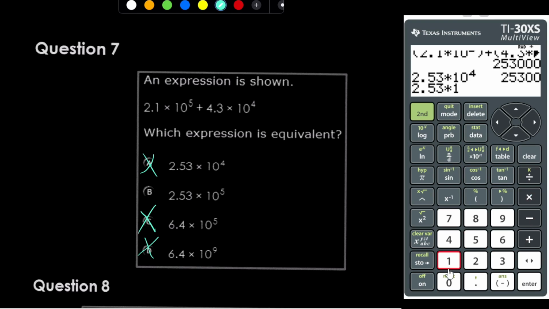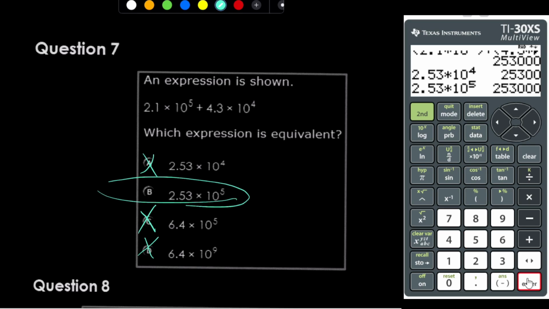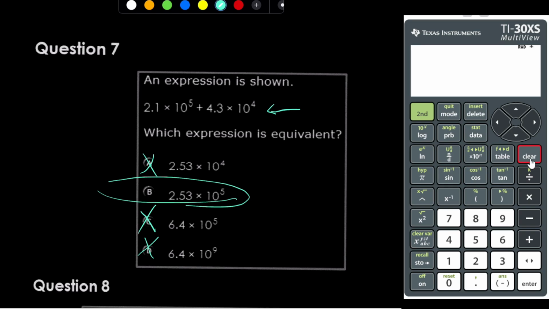2.53 times 10 to the 5. And what do you know? 253,000. Hot diggity dog. It's there. It's done. This one, just use your calculator. If you wanted to not use the calculator, you could remember that when adding numbers in scientific notation, your exponents need to match. So you would have had to use LARS, which is left add, right subtract.